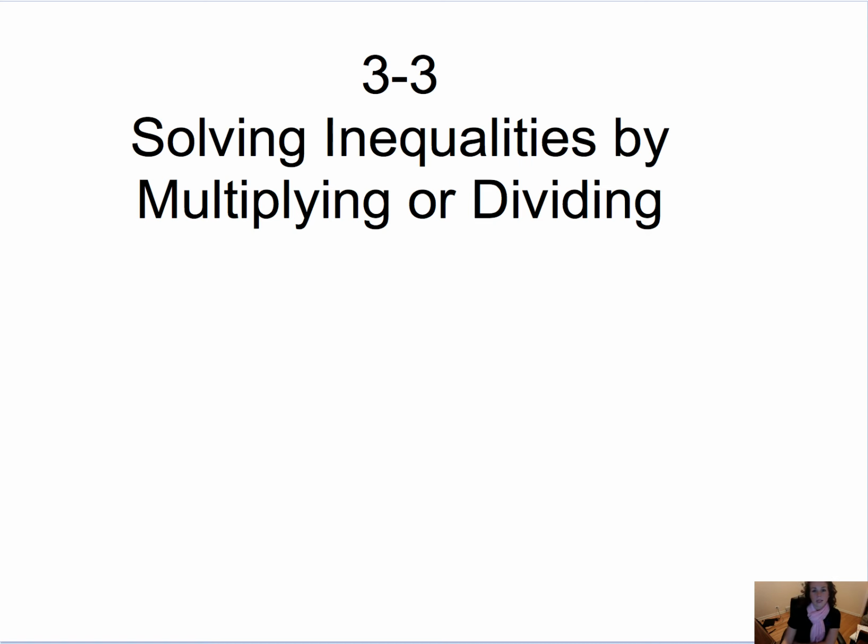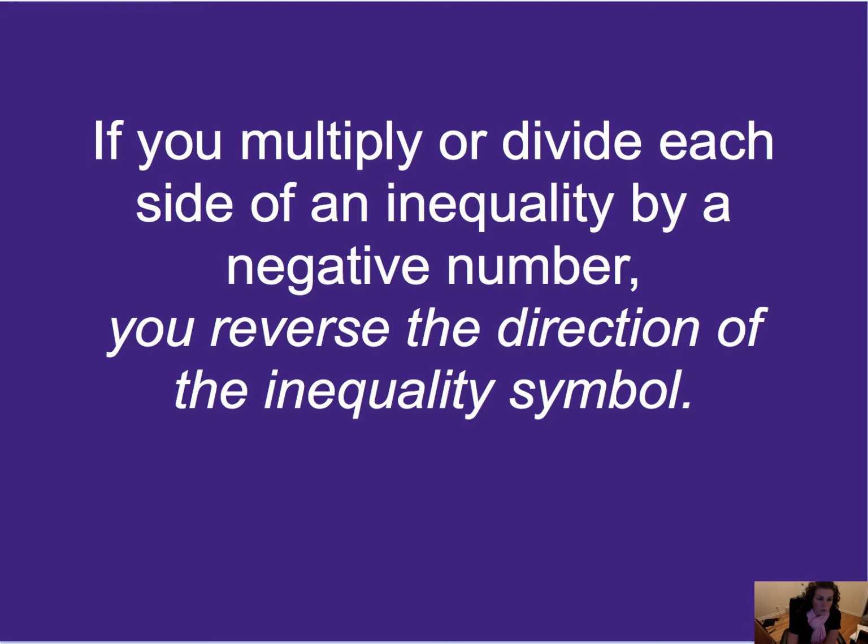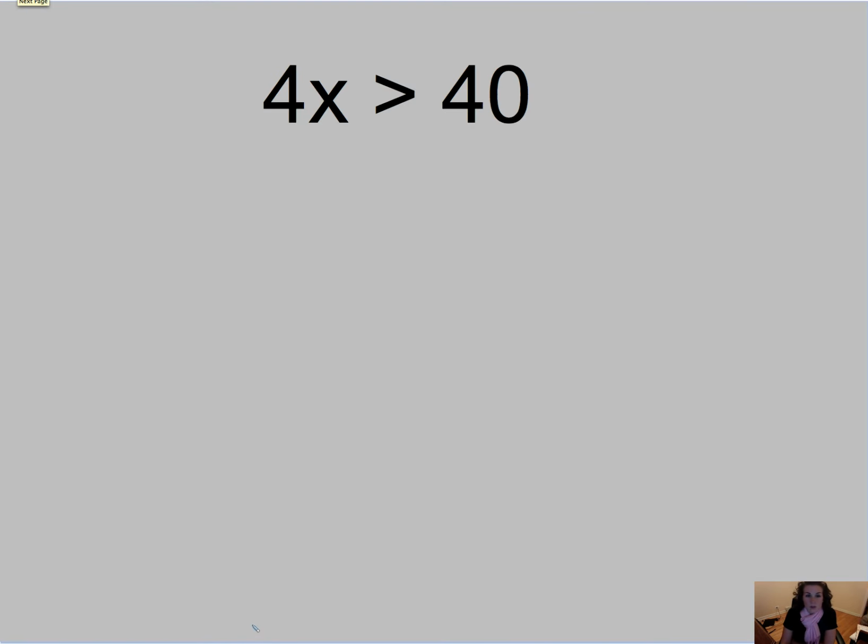All right, today we're working on Chapter 3, Section 3, which is solving inequalities by multiplying or dividing. First, I want to take some notes, though, so write this down. If you multiply or divide each side of an inequality by a negative number, you reverse the direction of the inequality symbol. So the kinds of problems we'll be doing are things like this.